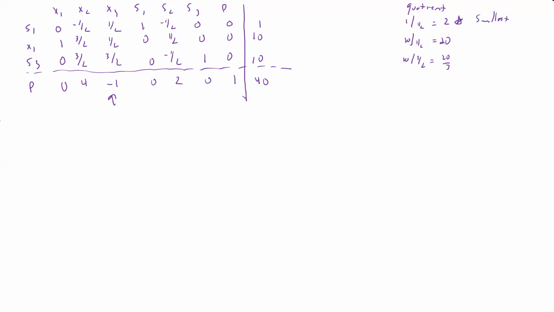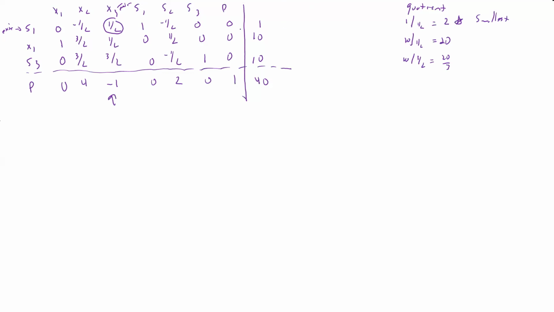And so that means this is going to be our pivot point. So this is going to enter, and this one's going to exit. So x3 is going to come here, then we'll have x1, then s3. Okay. Now, how are we going to do this?